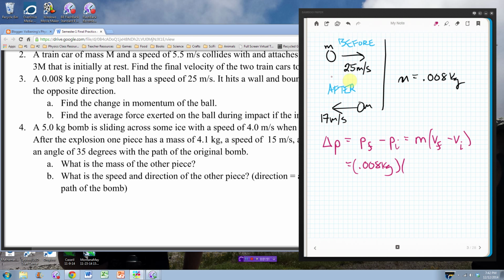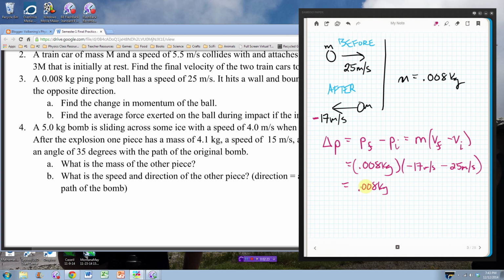final velocity, well, these are opposite directions. One of them has to be negative. It is up to you which one you want it to be. I'm going to choose the after, because the way I drew it, that's left, and I'm comfortable with left being negative. So final would be negative 17 meters per second minus initial, positive 25 meters per second, so minus a positive.